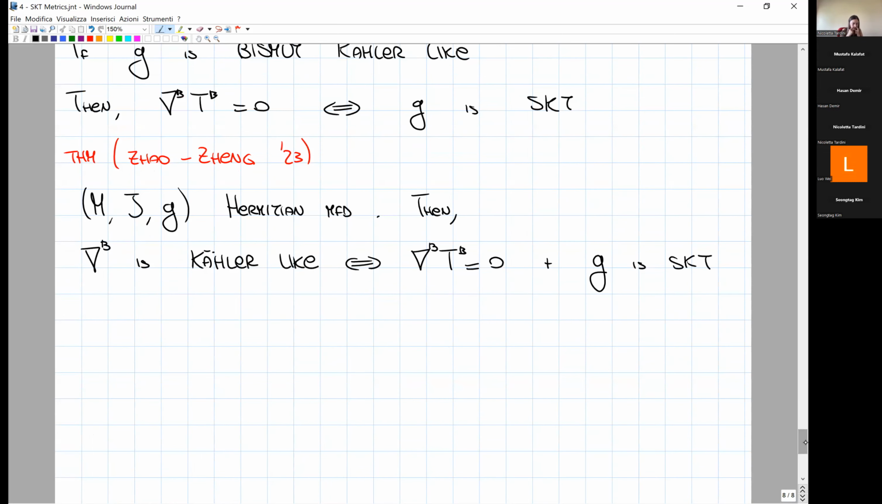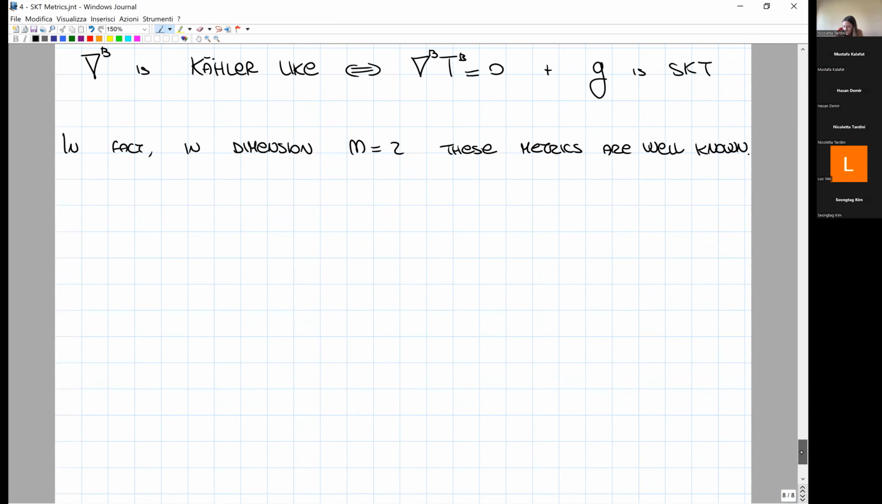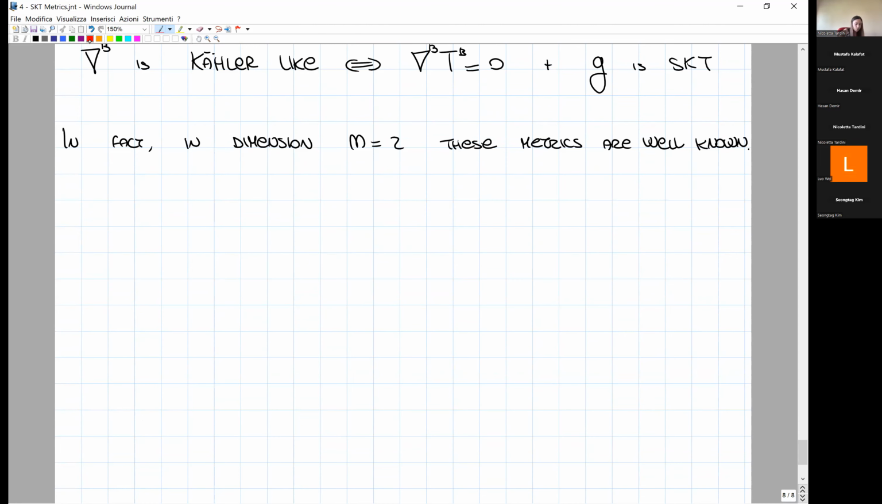Okay, but I would like also to mention that in fact, in dimension 2, these Bismut-Kähler-like metrics are well known. So let me recall the following definition that every one of you knows, because in this summer school, there was a course fully dedicated to this kind of metrics, that are locally conformally Kähler metrics and Vaisman metrics. So let me recall this definition.